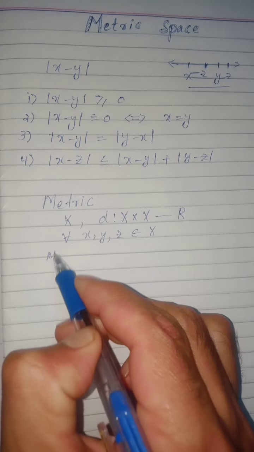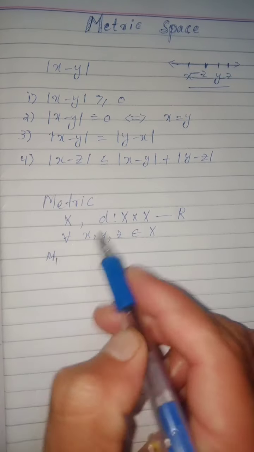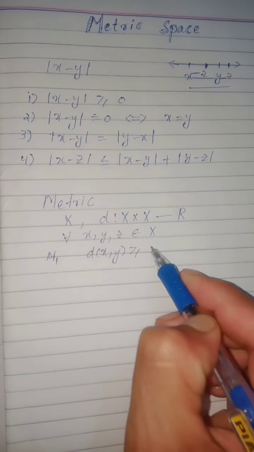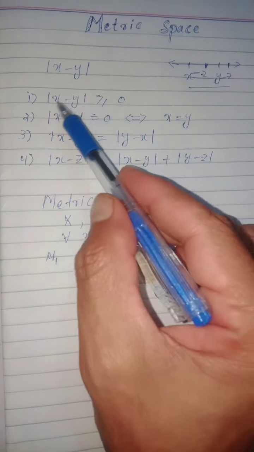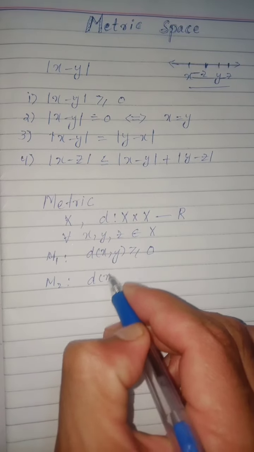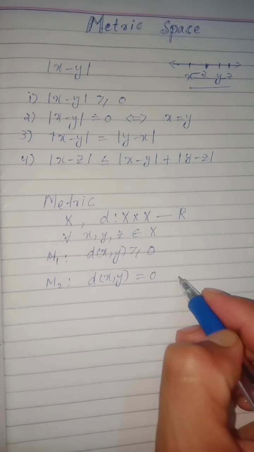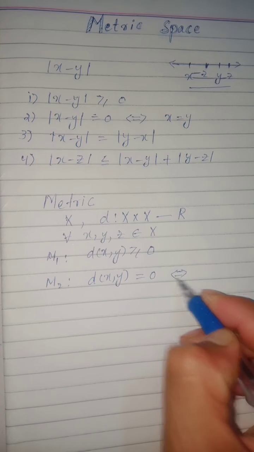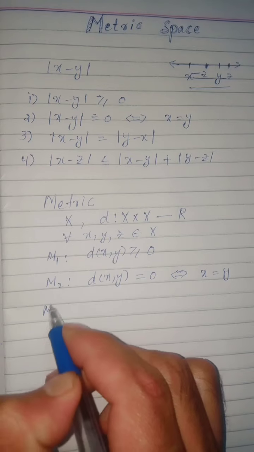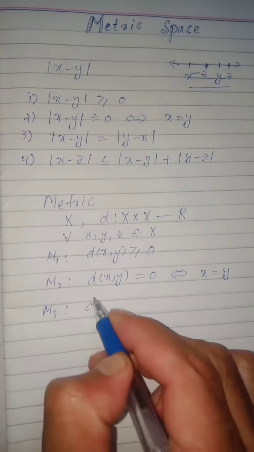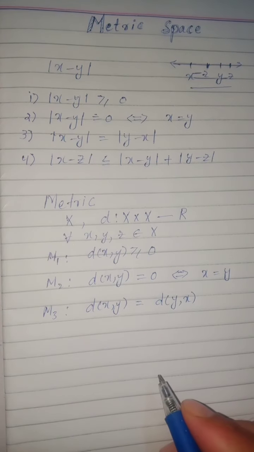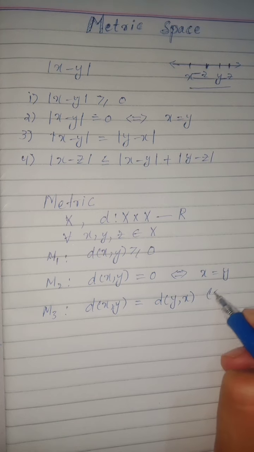The first property is M1, which is d(x, y) is greater than or equal to 0. This is the first property of distance. Second one is M2, distance of x and y is equal to 0 if and only if x is equal to y. Third one is M3, which is the symmetric property, that is, distance of x and y is equal to distance of y and x. This property is called the symmetric property or symmetry property.